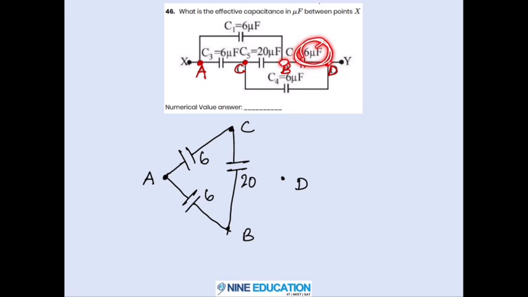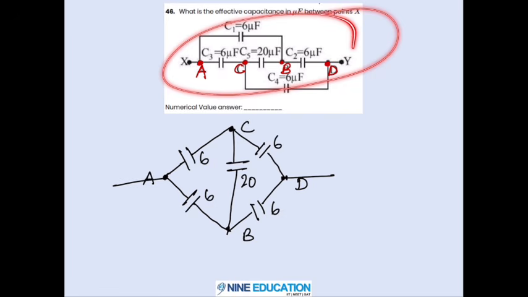This is between point B and D. So connect between point B and D, 6. And the last 6, which is between point C and D. So between point C and D, connect 6. This is 6. So this is the circuit.